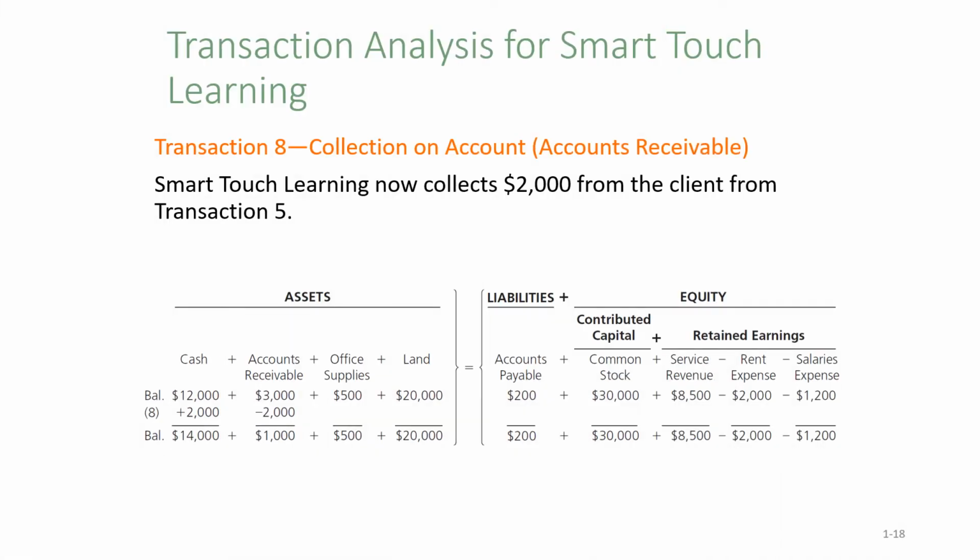Our eighth transaction relates to our collection on account. So meaning now our customers are paying us. So in our example, we've collected $2,000 from our customers from that transaction number 5. You'll note that it still affects only one side of the accounting equation, where we are increasing our cash by the $2,000 and we are decreasing the amount that our customer owes us through the accounts receivable. You'll note that they still owe us $1,000, but they've again paid a portion of their balance from that accounts receivable.